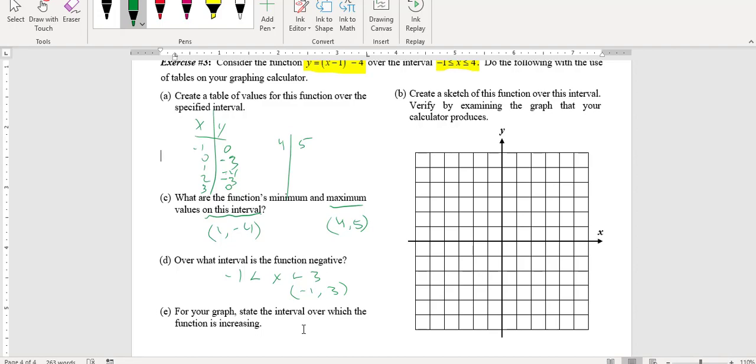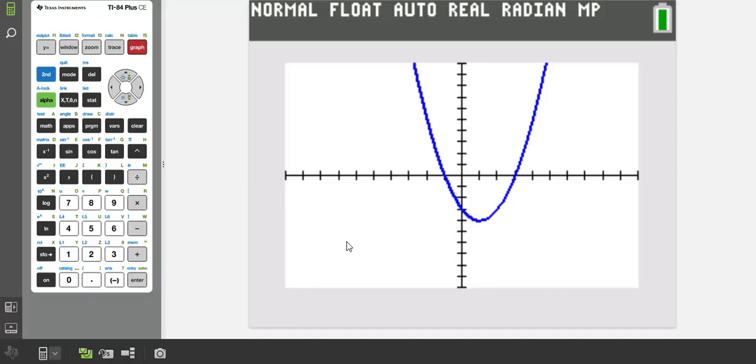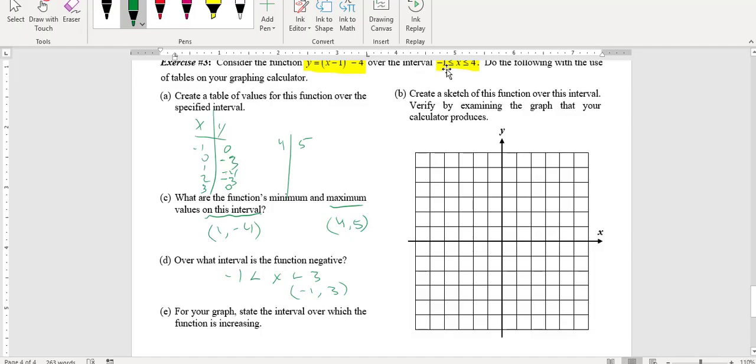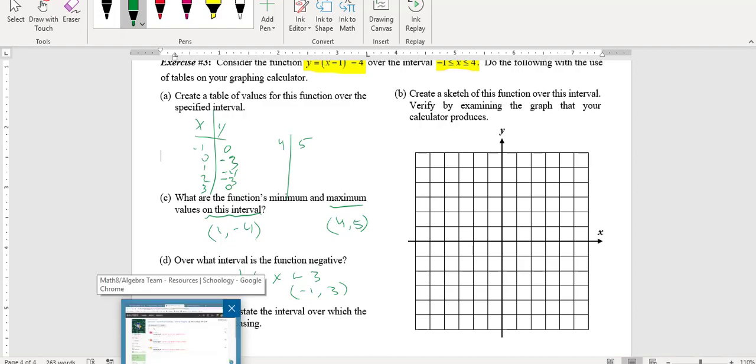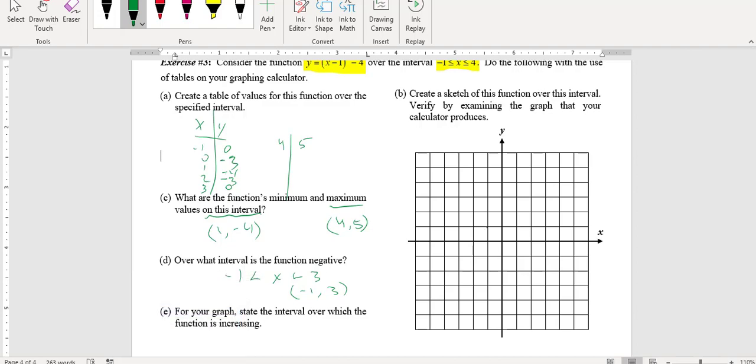Now, when's it increasing? So we take a look at this graph. And again, really, I should just be looking at this interval right here from negative 1 to positive 4. I shouldn't be looking at this entire graph. I should just be looking from negative 1 to 4. So from our graph, from this interval, when is the graph increasing? Maybe it would help if I did this.